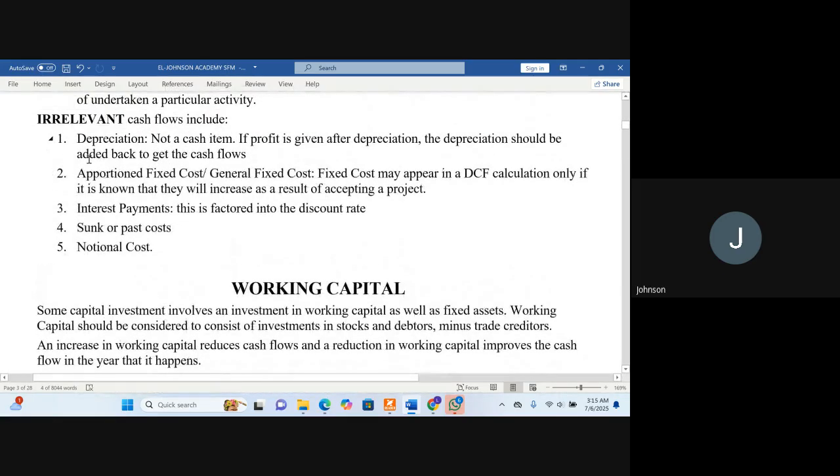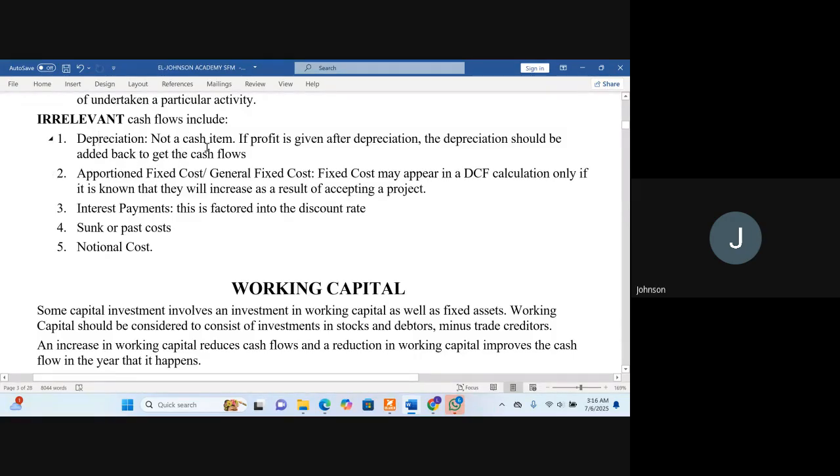Now let's look at irrelevant cash flows. Irrelevant cash flows are those cash flows that when you see them in the question, please don't add them. Do not use them for your NPV. An example is depreciation. Anytime you see depreciation, don't use it for your NPV, because NPV works with cash flows, the movement of money. But depreciation, amortization, impairment, whatever it is, those things don't involve movement of cash. They are non-cash items, so they should not be used for the project.